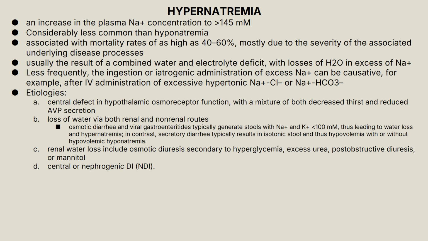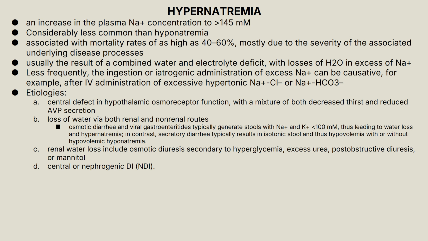Now, we are done with hyponatremia, and we will go into hypernatremia. Hypernatremia is an increase in the plasma sodium concentration of more than 145 millimoles per liter, and is considerably less common than hyponatremia. It's associated with a mortality rate as high as 40 to 60%, mostly due to the severity of the associated underlying disease process. It is usually the result of a combined water and electrolyte deficit with losses of H2O in excess of sodium. Less frequently, ingestion or iatrogenic administration of excess sodium can be causative, for example, after IV administration of excessive hypertonic sodium chloride or sodium bicarbonate.